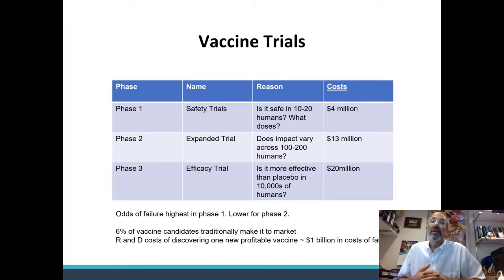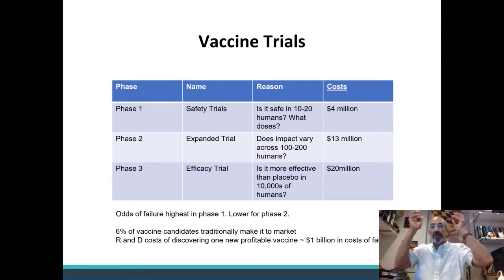Now, the odds of failure are the very highest in phase 1. Many candidates come into phase 1 and then fail. Their odds of failure are a little bit less in phase 2. Odds of failure are a little bit less in phase 3. This screening, this loss of products, is such that only 6% of potential vaccine candidates that start up in preclinical make it through successfully through phase 1, 2, and 3 and make it to the market.